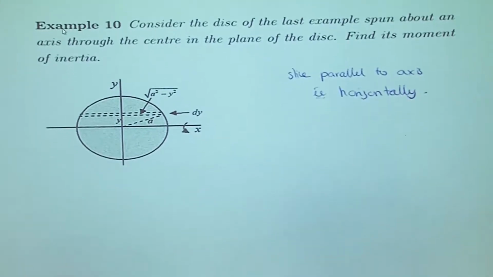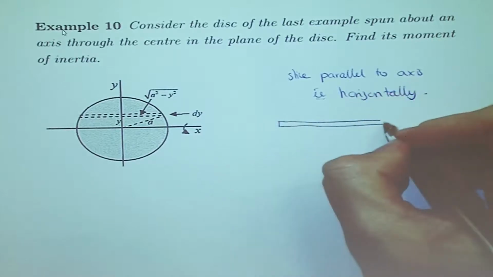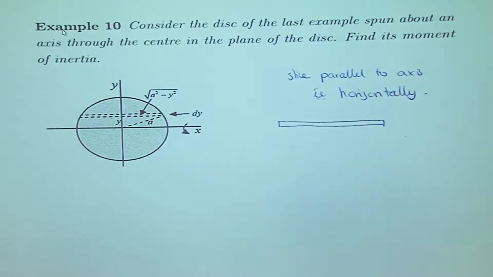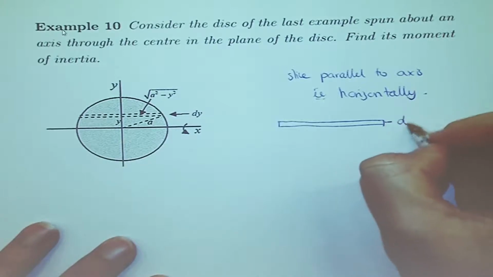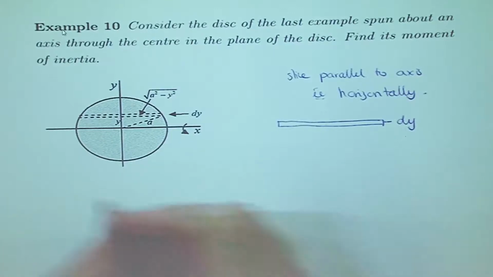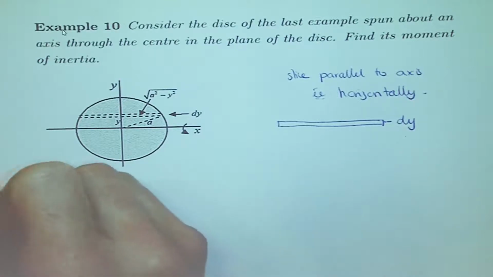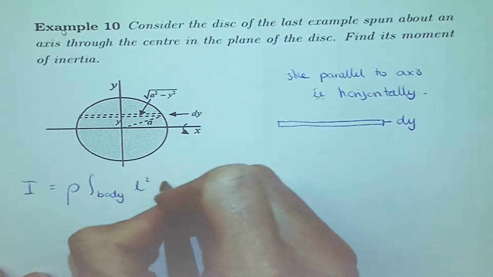Horizontally. Okay, so these things are rectangles. Almost rectangles. Okay, the thickness here is dy, and then we need to find out the length. That's right. But it's going to be 2 times that, right? Yes. All right, rho. Add up everything, L squared.